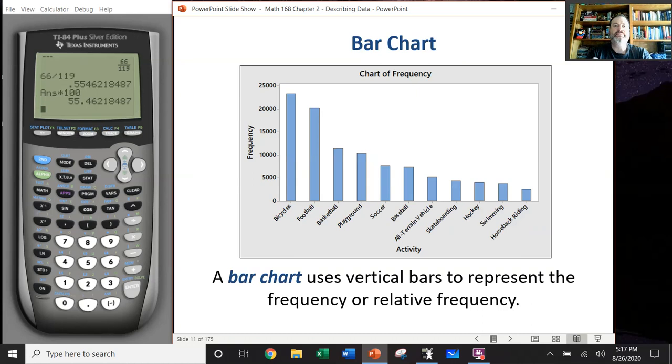So here's the same data set. It's just in a bar chart form. So a bar chart is just vertical bars, and it represents the frequency or relative frequency. So it turns out that here, this is the frequency, right? This is the count. So you can see that around 23,000 kids had concussions because of a bicycle accident.